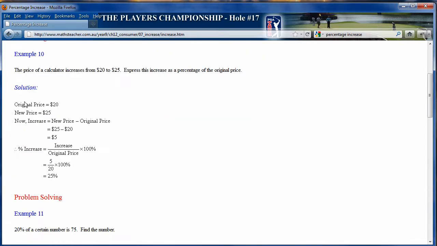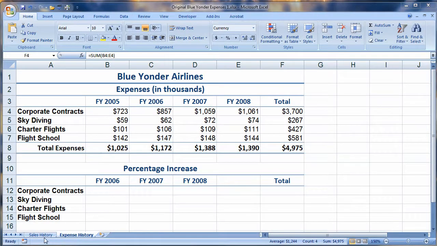So consequently, I have the original price, the new price of $25, and here's the calculation. I would take the new price, in this case for us, this would be the most current fiscal year, minus the original price, for us that's the past fiscal year, and I'd get a difference. From there, I take the difference, in this case it's an increase because it's a positive value. I'm going to take the increase, divide it by the original price, and then of course multiply by 100%, so I get 25%.